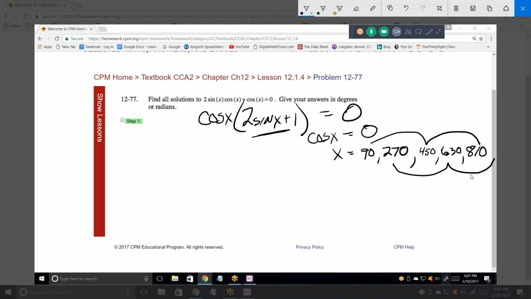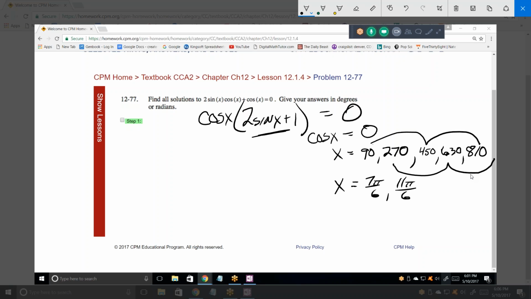But let's solve 2 sine x plus 1 equals 0, and who knows what we're going to get. So sine x equals minus 1 half. Where does that happen? It's negative 1 half, so it's 7 pi over 6 and 11 pi over 6. 5 pi over 6 is in the second quadrant. Sine is positive in the second quadrant.